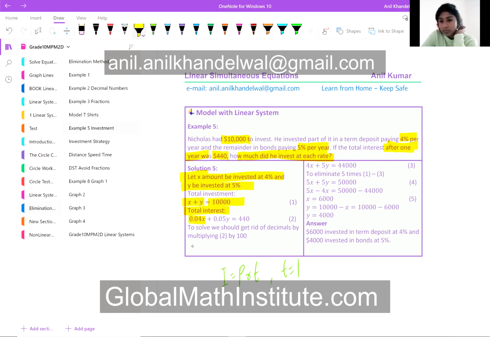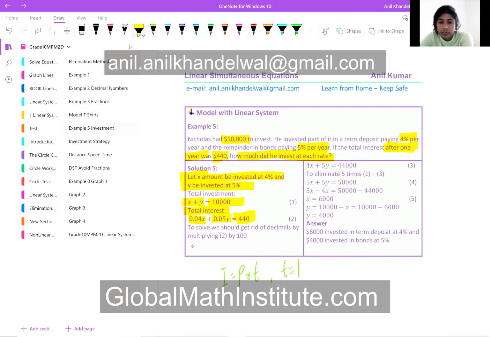At 4%, when you are investing X dollars, then what you get is 0.04 times X. And at 5%, when you invest Y dollars, you get 0.05 times Y. Total interest is given to you as $440. So you get the second equation in the decimal form.